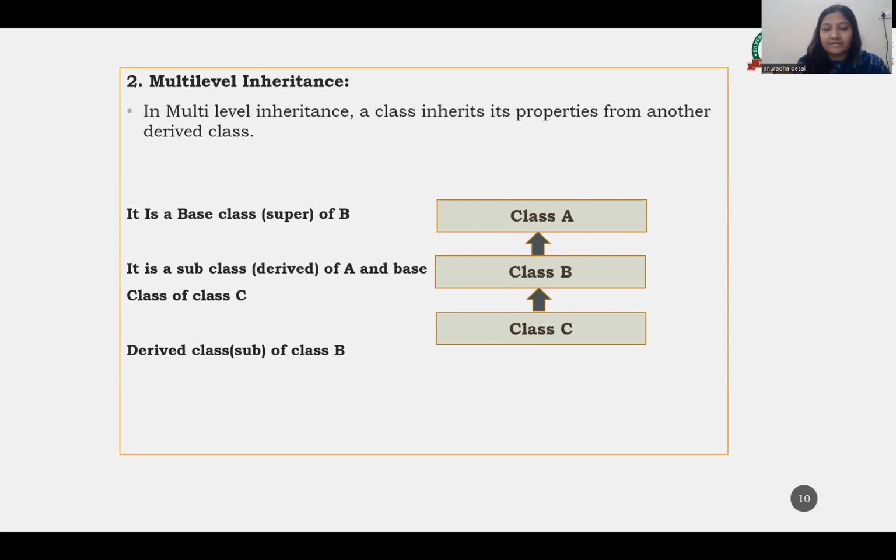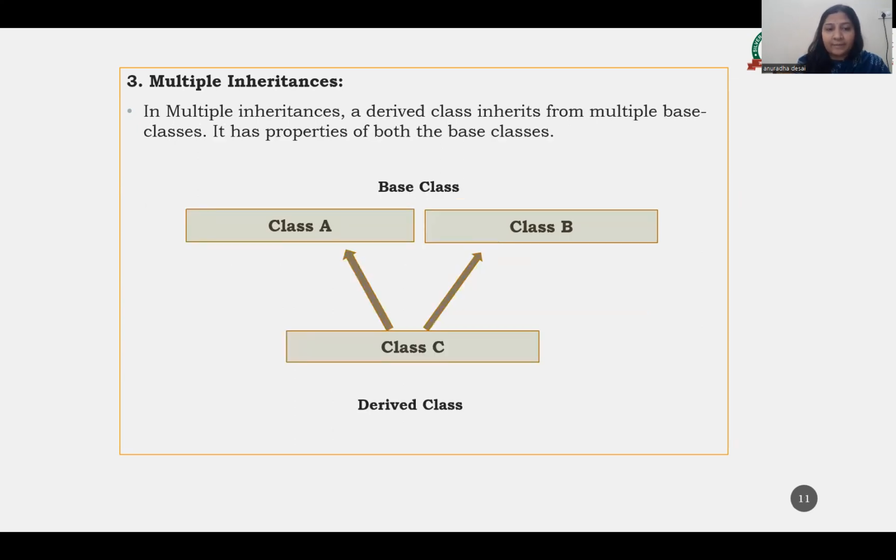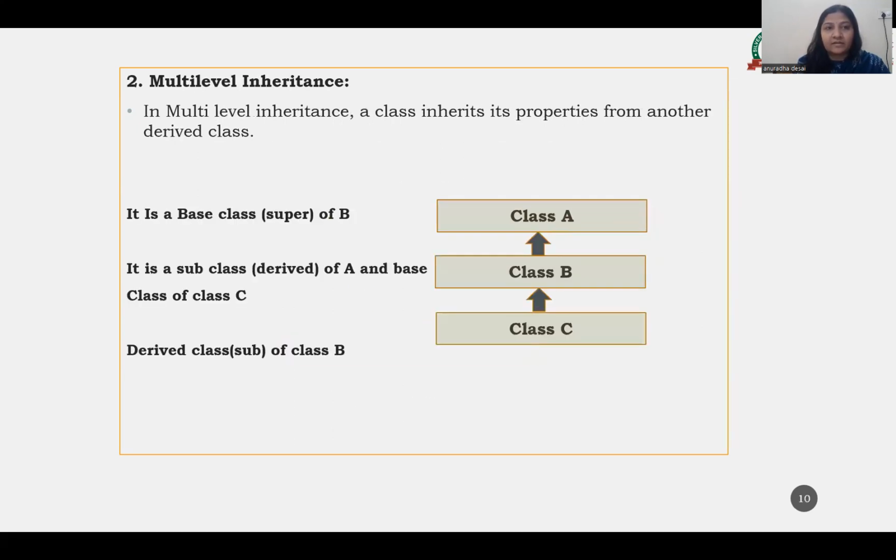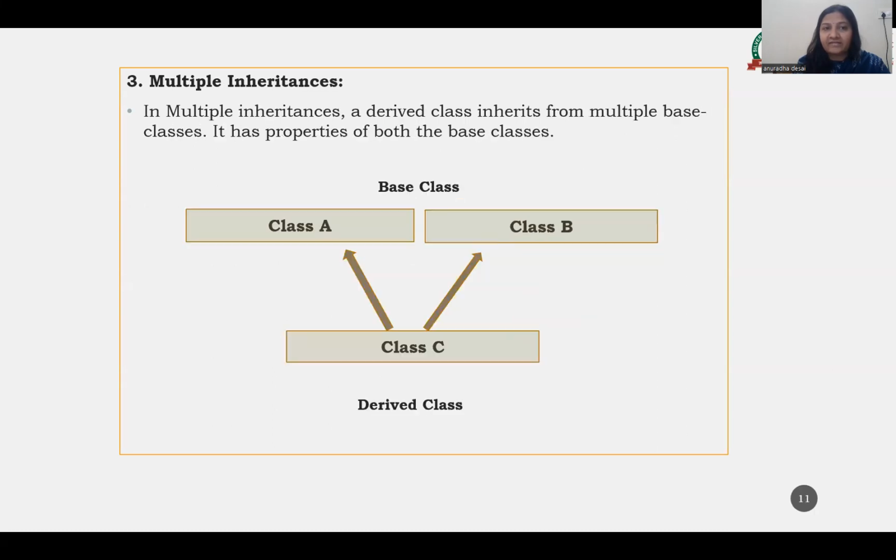Okay, now our next example is multiple inheritance. This is multi-level inheritance. Now multiple inheritance. So what is multiple inheritance? Here you can see it is a type of inheritance where a derived class inherits from multiple base classes. It has the properties of both the base classes. So here you can see a base class, class A, class B and class C.